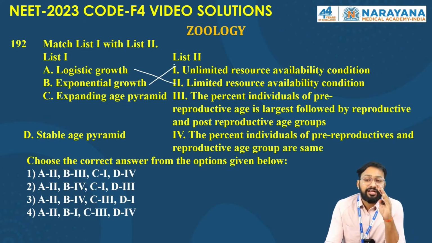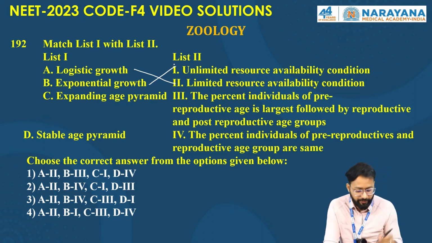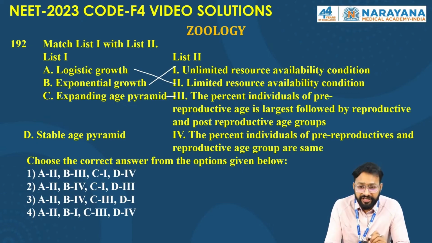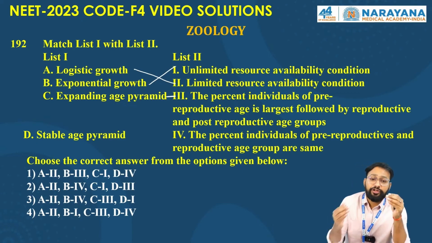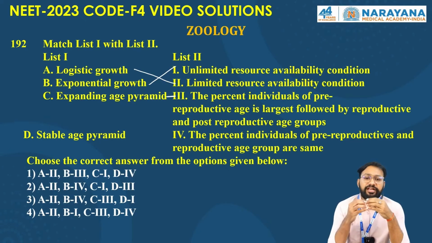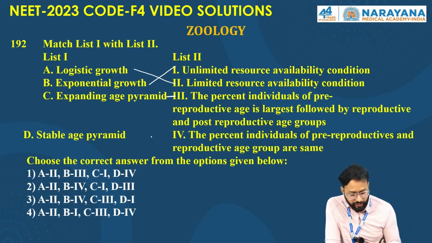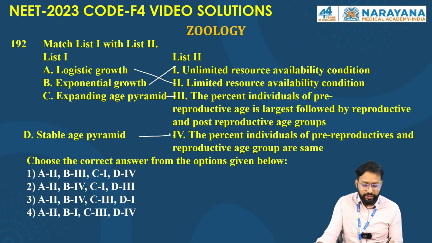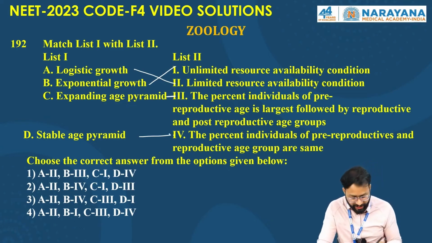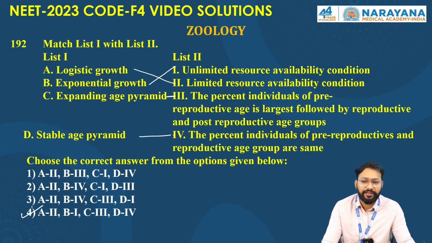Expanding age pyramid: in an expanding population, the pre-reproductive individuals are more, followed by reproductive and post-reproductive. So C should be 3. A stable age pyramid will have a percentage of individuals in the pre-reproductive stage comparatively the same as in the reproductive. So D should be 4. So 2, 1, 3 and 4. Option 4. Got it?